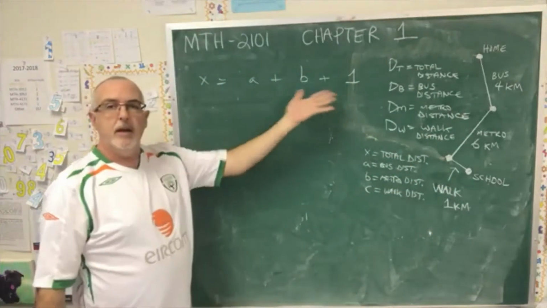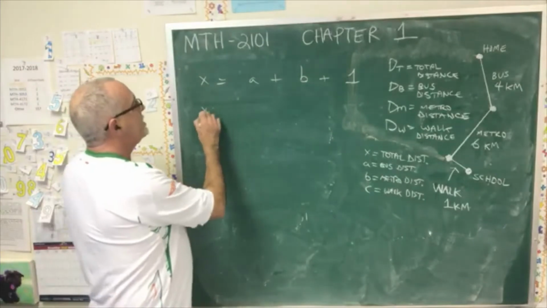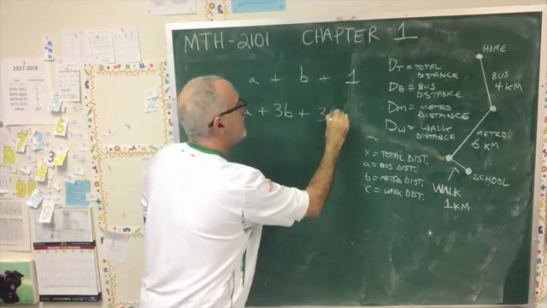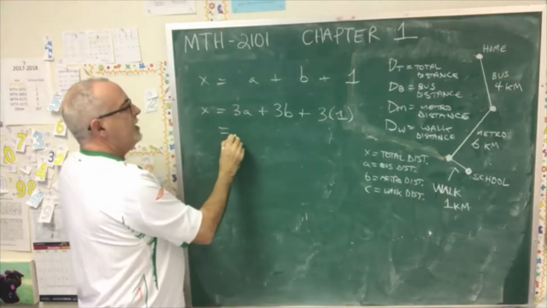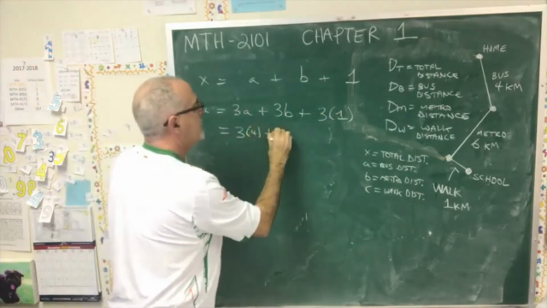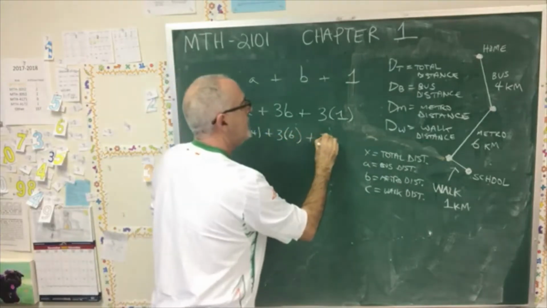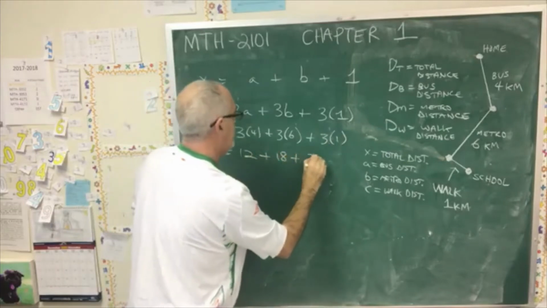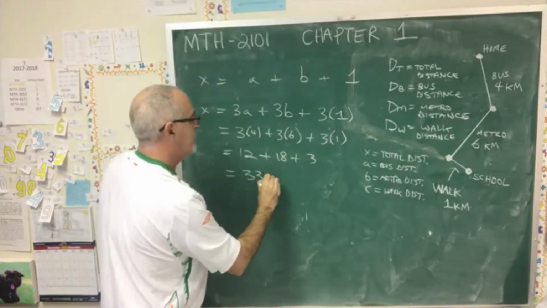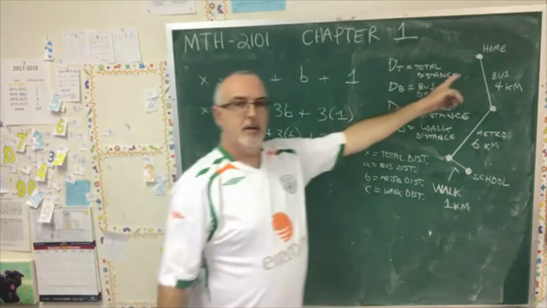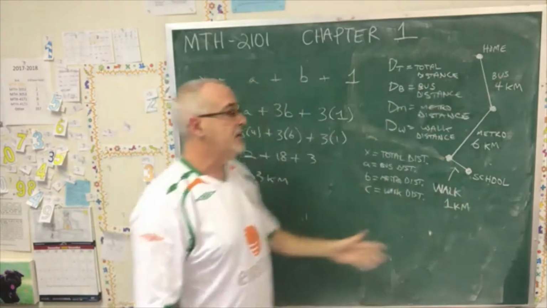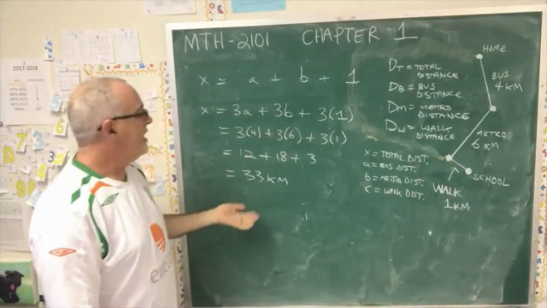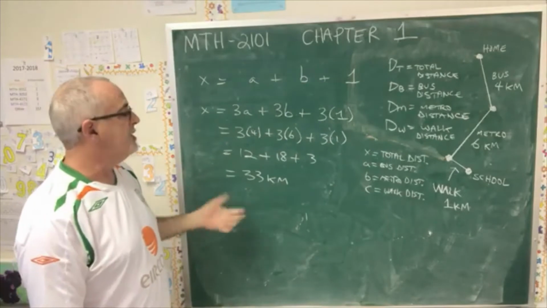Well, basically I'm multiplying each of these distances by 3. So x is equal to 3a plus 3b plus 3 times 1, which is 3 times 4 plus 3 times 6 plus 3 times 1, which is 12 plus 18 plus 3, which is 33 kilometers. Well, I knew that my original distance was 11 kilometers, so I'm not too surprised to see that if I multiply all of the smaller distances by 3, I end up with triple 11, 33 kilometers as that total distance.